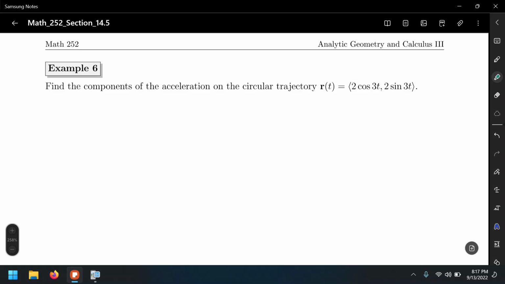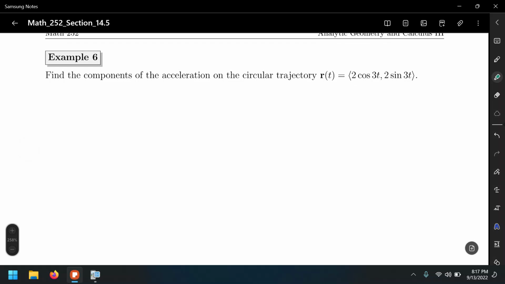All right, so let's find the components of the acceleration on the circular trajectory 2 cosine 3t, 2 sine 3t. And, well, number 1, let's describe this trajectory. Well, this is a circle of radius 2, right? That's the coefficient of cosine and sine.